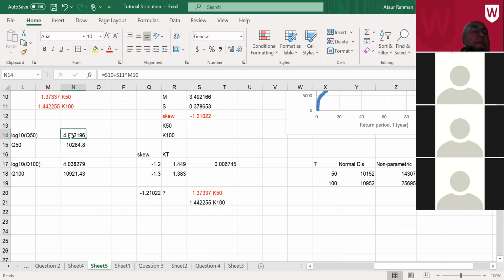What I actually said was, if you go to the LP3 chart, the corresponding values of the frequency factor for skewness 0 are the same as the ones we've got for the normal distribution question. No, that is true, I have no problem with that. But our skewness is not 0, so that is not the issue here. If skewness is 0, then you can use the normal distribution, that's fine.